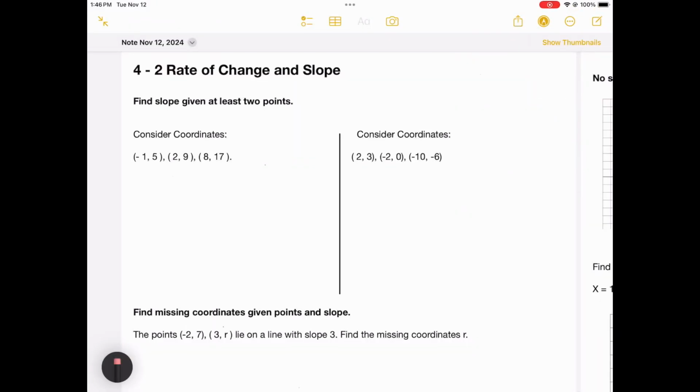Hello everybody, and today we're doing 4-2 notes, rate of change, and slope. So let's get right into it.